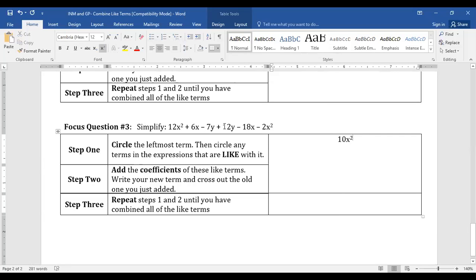Okay, now we have x's. We've got 6 positive x and negative 18x minus 12x. And then we've got y terms, negative 7 and plus 12 would give us 5y. Right, and all those would be strung together. There we go.